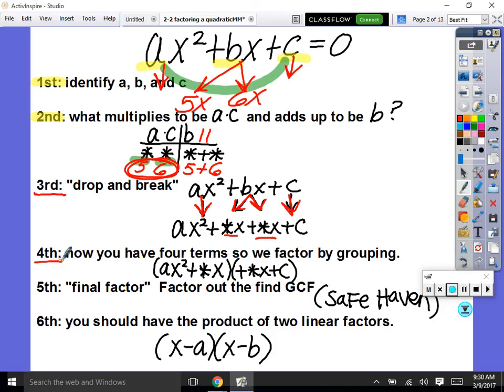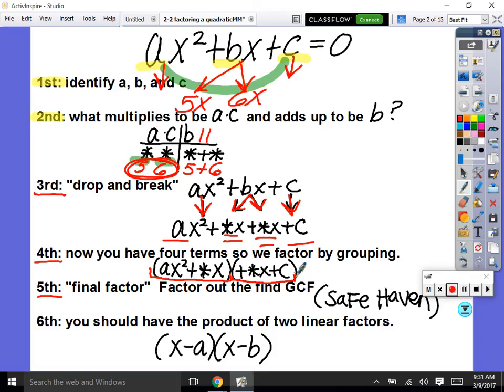Then fourth, now you have 4 terms. 1, 2, 3, 4 terms. So we would factor by grouping. You group the first 2 terms, you group the last 2 terms, and then fifth, you do what I call the final factor. So you focus on this group and factor out the greatest common factor. Then you focus on this group, factor out the greatest common factor. And then you check your safe haven, which is that what's left in your parentheses should be the same. You'll see what I mean when we do examples.